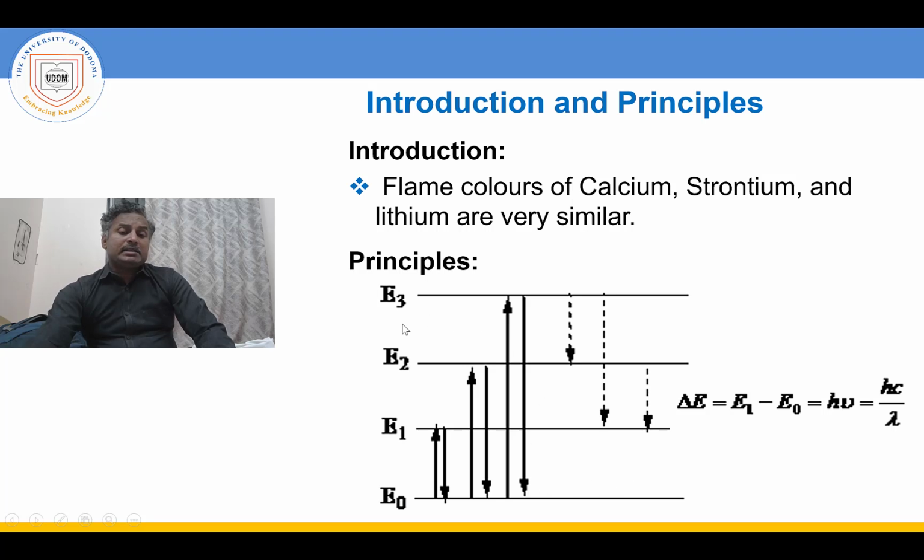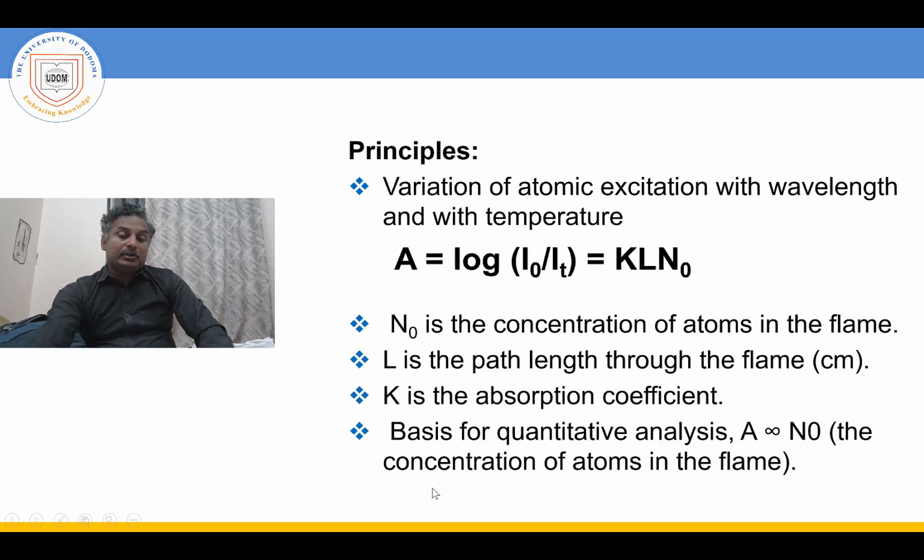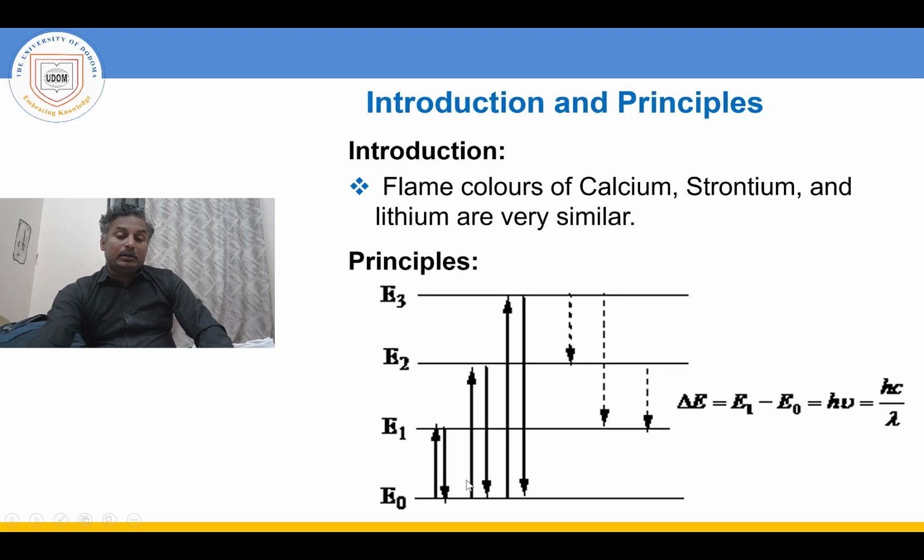Now let us consider this energy level diagram. We know the atoms have energy levels, and let us consider these energy levels are E0, E1, E2, and E3. So when the elements are introduced into the flame, the electrons present in the atoms will get excited. For example, I can show you excitations here: E0 to E1, E0 to E2, E0 to E3. During this excitation, they will absorb the radiation.